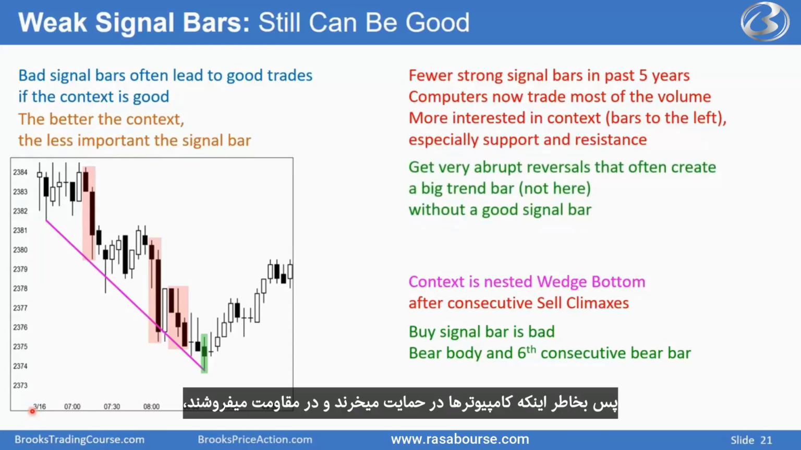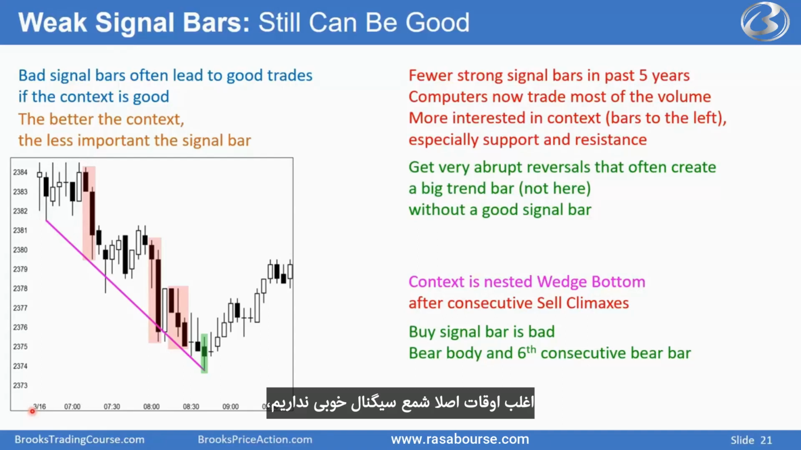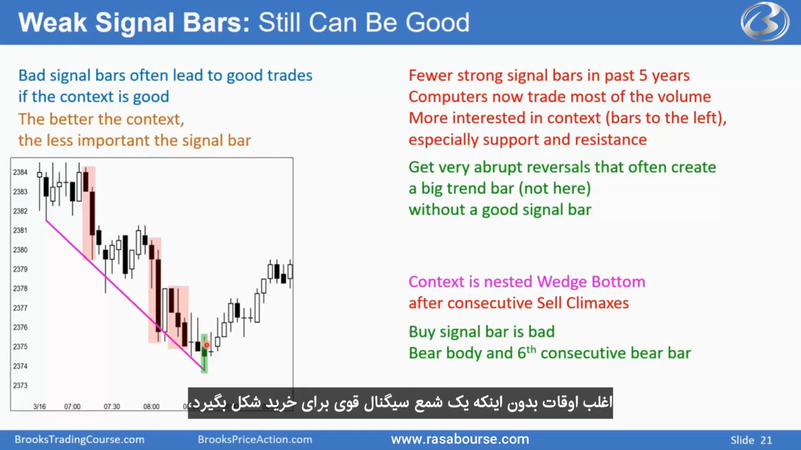Because of the computers buying at support, selling at resistance, you often get very abrupt reversals. And a lot of times, you won't have a good buy signal bar at all, but then you'll have a huge bull trend bar. We don't have that here, but that's common. You often get a very good, very violent reversal up without a good buy signal bar.